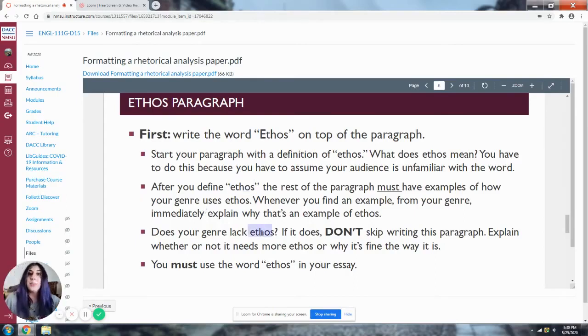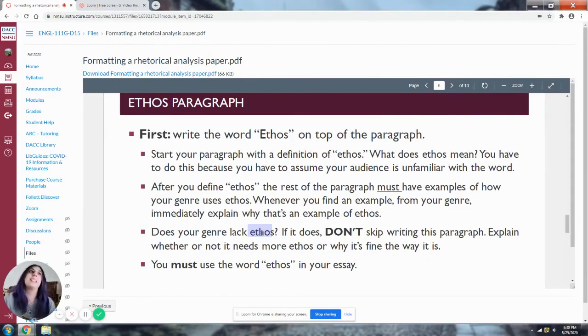Does your genre lack ethos? Sometimes it does. Don't skip this section. That would hurt your grade. Instead, explain whether or not it needs more ethos or why it's fine the way it is. That helps you analyze the conventions of the genre a little bit more.